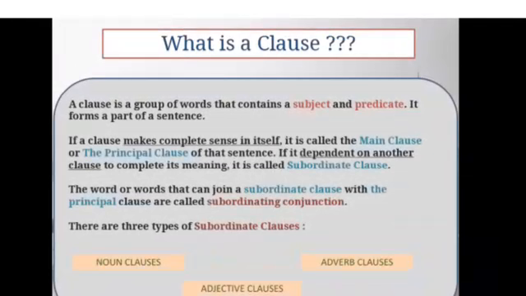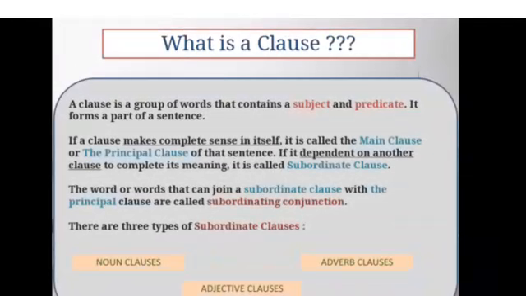A clause is a group of words that contains a subject and predicate. As you know, sentences also consist of a subject and predicate, so a clause forms a part of a sentence. It is also like a sentence, but it can form a part of a sentence. If a clause makes complete sense in itself, it is called the main clause or principal clause of the sentence.